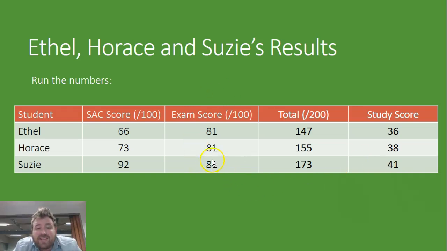Now, notice that they just keep their own exam score. If Ethel had got 90 on the exam, she'd have got 9 extra marks here. Nothing about your exam score gets moved around through this process, only your SAC scores.